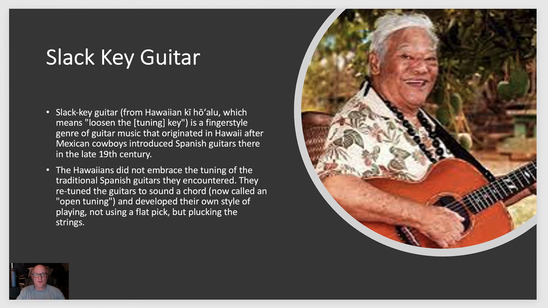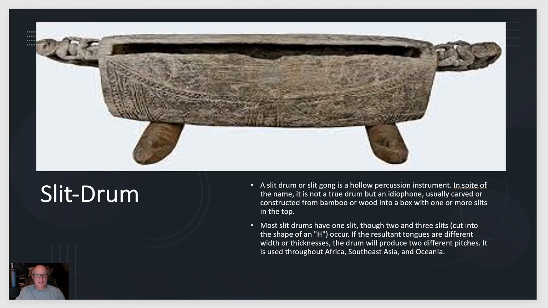And this is a fingering style and tuning that the Hawaiians made their own after the Mexican cowboys were introduced into their Spanish guitars in the late 19th century. And so the Hawaiians didn't like that tuning system and created their own. And they've developed their own style of playing. It's one of the most beautiful, soothing, smooth style of playing of any guitar in the world. And so once again, slack key guitar is not the guitar itself, but it is the way of playing it and tuning it. Then we have the slit drum.